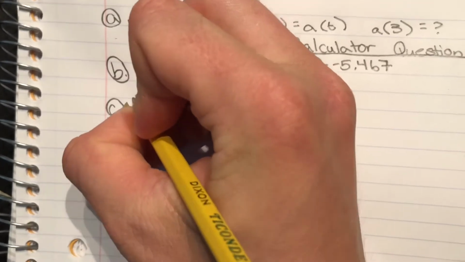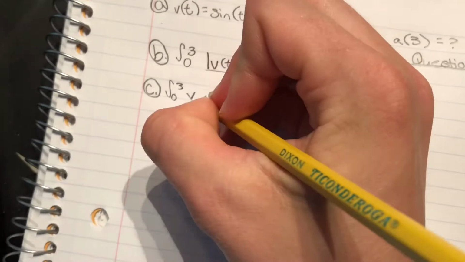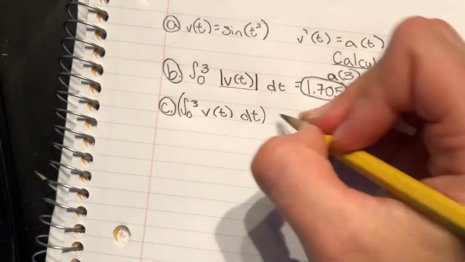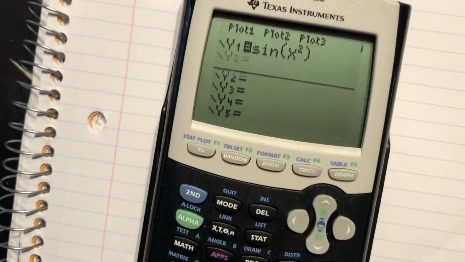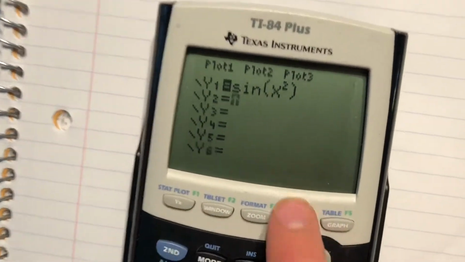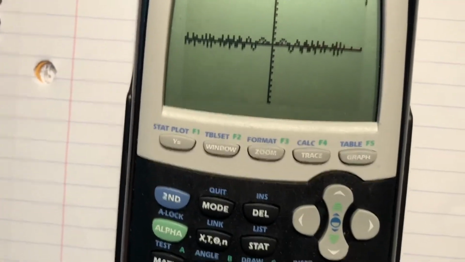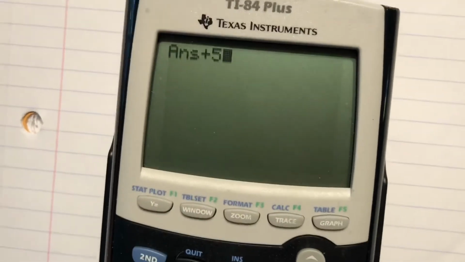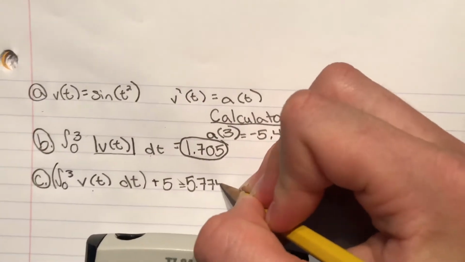To find the position of the particle, you're going to want to build an integral from 0 to 3, plug in your velocity function, dt, and then put that in parentheses and add the initial condition, which is 5, in order to get the true position and not just the area. So you're going to plug in your function of sin(x²), hit second calculate, and put the area function in, which is at the very bottom of that, and use your lower limit of 0 and upper limit of 3, and add 5 to that answer to get 5.774.